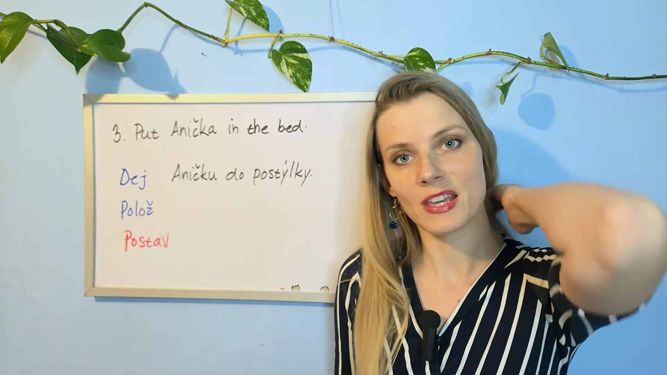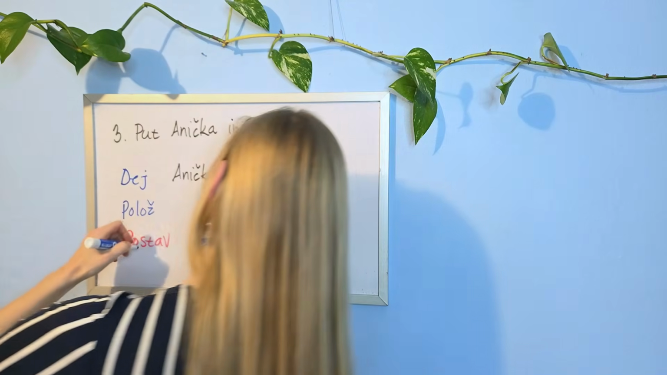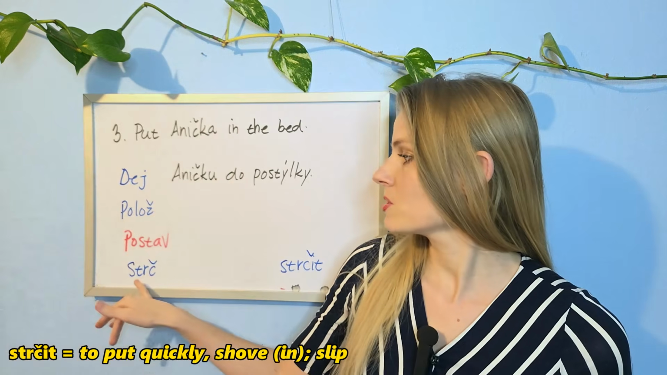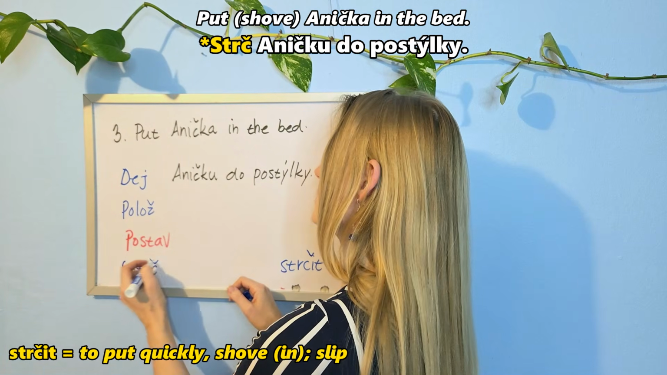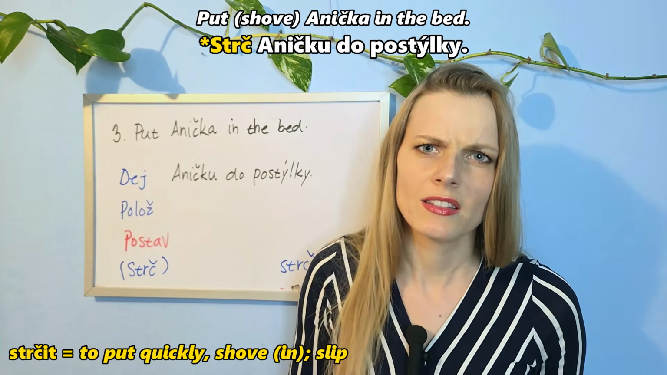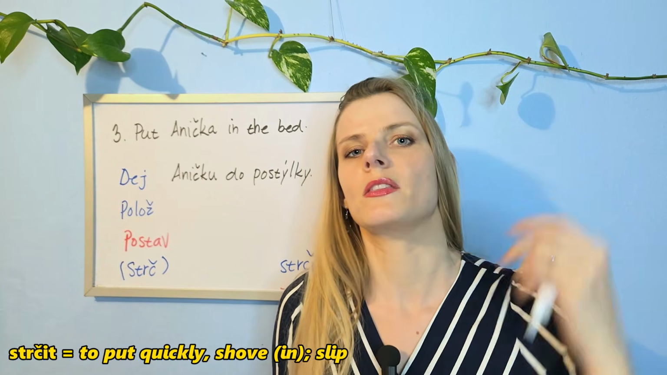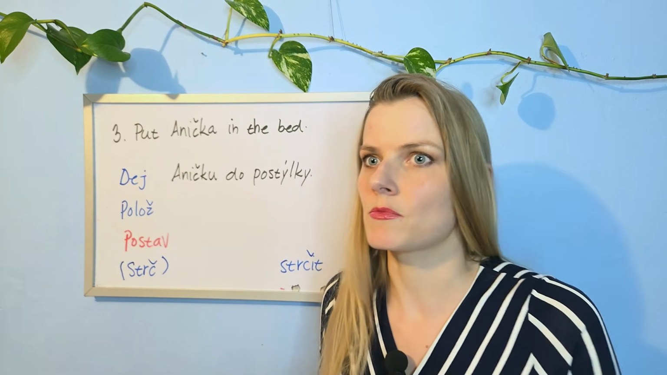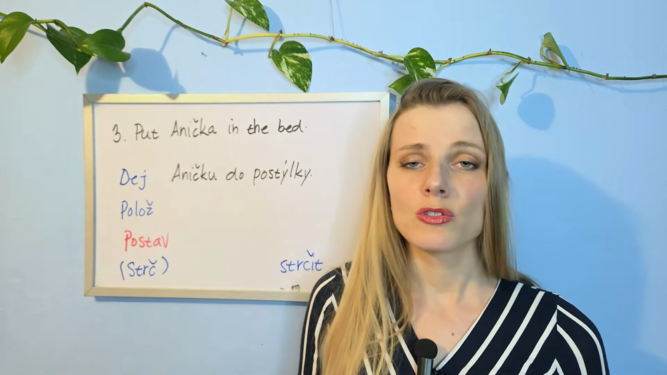Now I want to introduce another verb, something that we haven't talked about yet, and that would be strč. The verb is strčit. Now I wrote it in blue, which means it would be correct, but it's not the best option. Strč Aničku do postýlky. That would mean something like shove her in the bed. That's not nice. Strčit is a very common verb that we use for a quick movement, when we put something somewhere, either quickly with force, or if we sneak it in. So it's a quick or a powerful movement, and we probably wouldn't want to use it here. That would not sound very good.